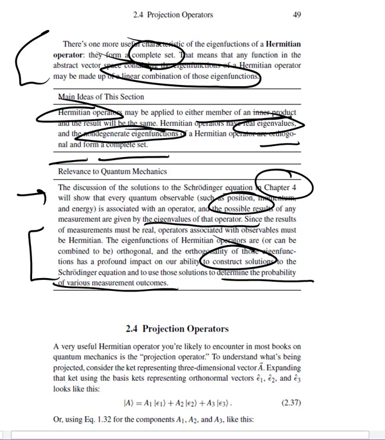So, Hermitian operators, very important in quantum mechanics. We're going to see an example of an operator called the projection operator in the next section.